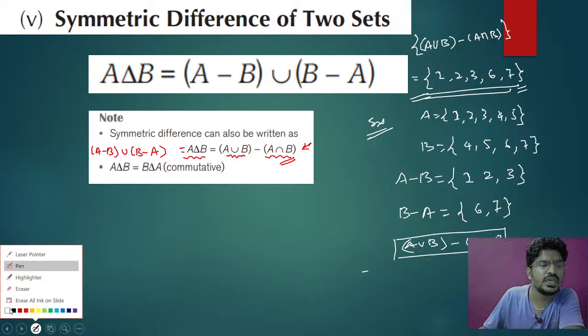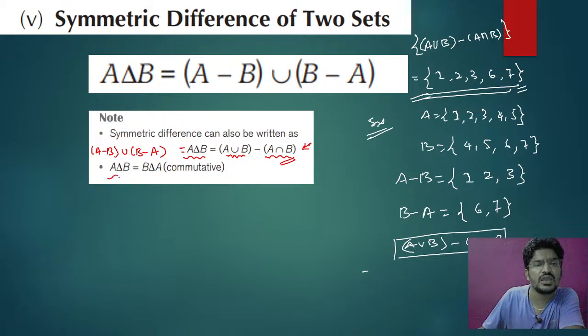So see, the second one. A delta B is equal to B delta A. That means it is commutative.